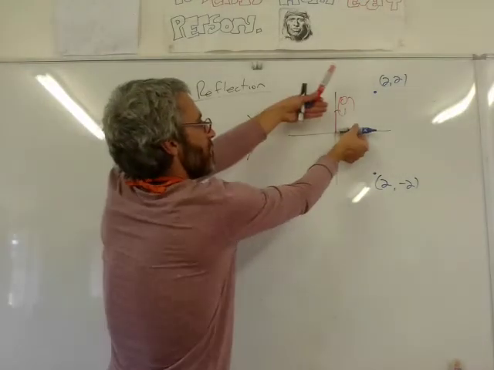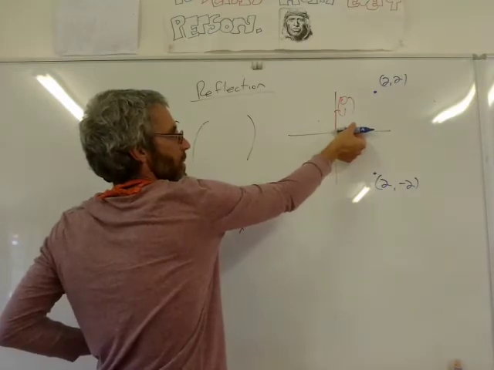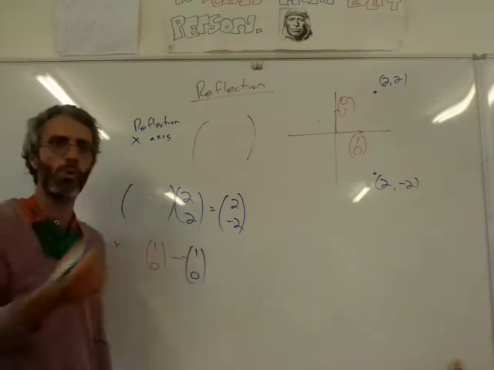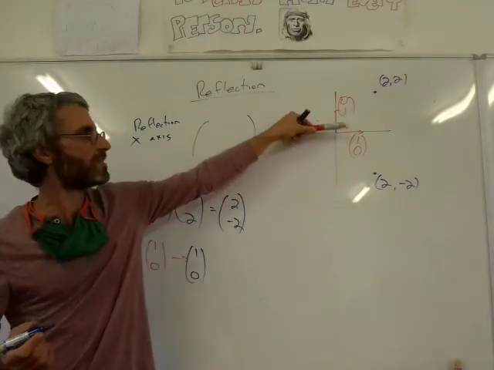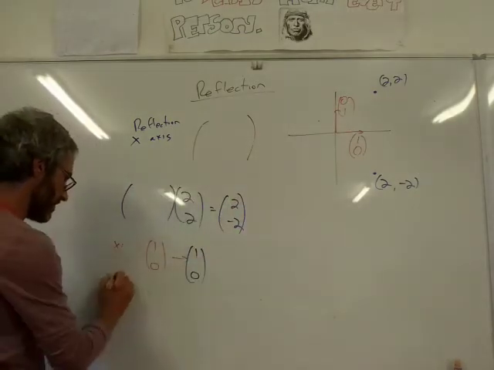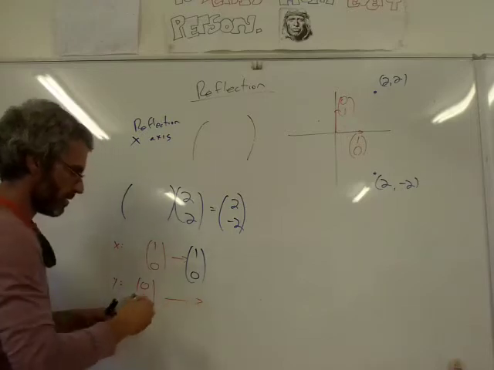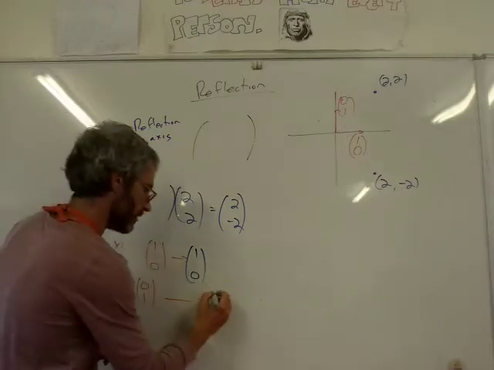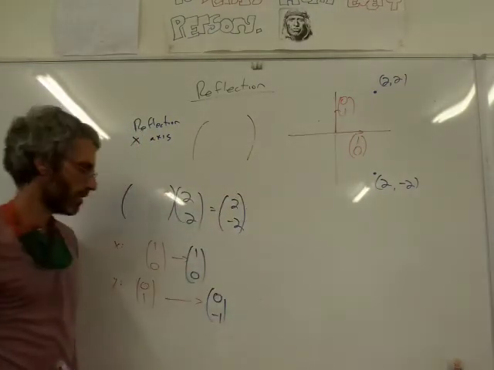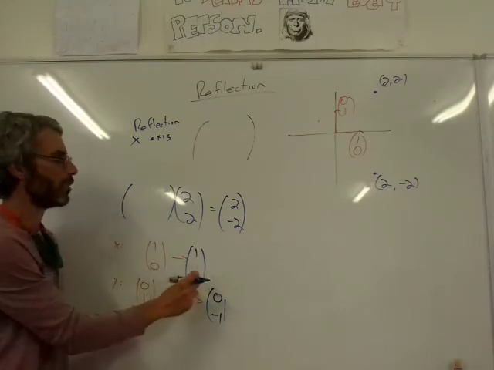I'm flipping everything through the x-axis. What will happen to 1, 0? It stays the same. You're absolutely right. Before it was the 0, 1 that stayed the same. Now it's the 1, 0 that stays the same. And the other vector, 0, 1, will become 0, minus 1, because that is going to be flipped down. You see, I start with the x, then I move to the y.